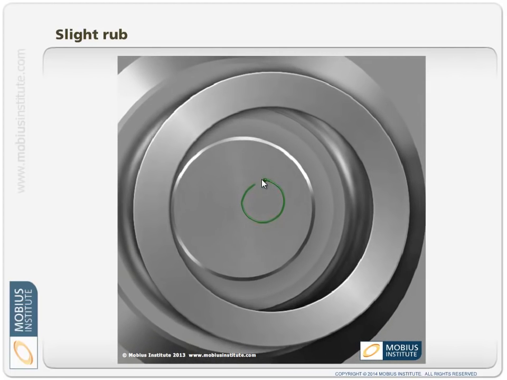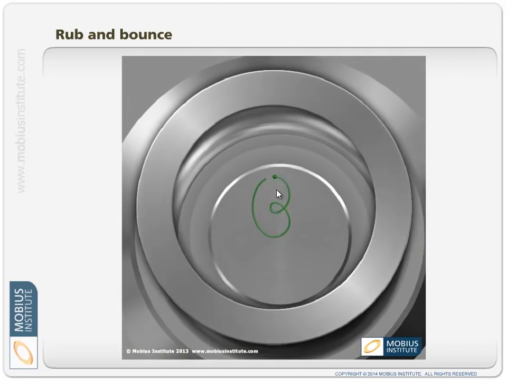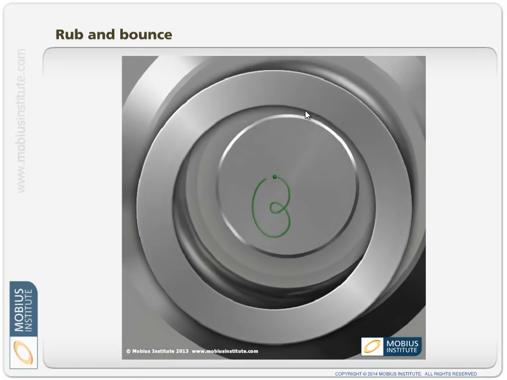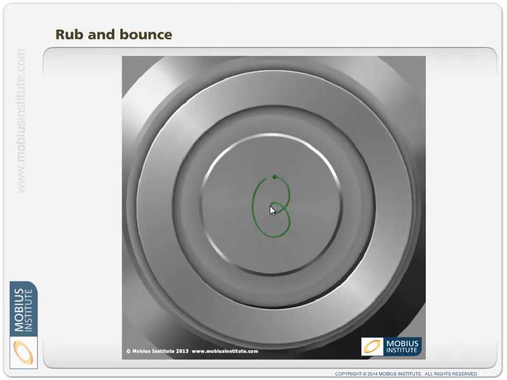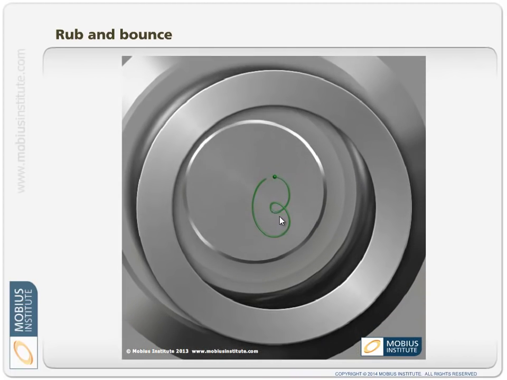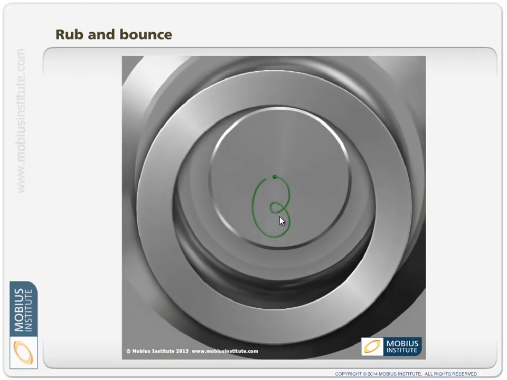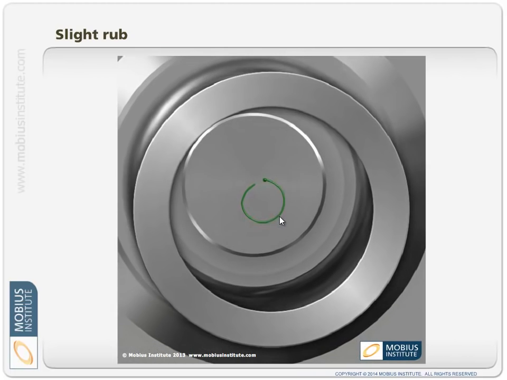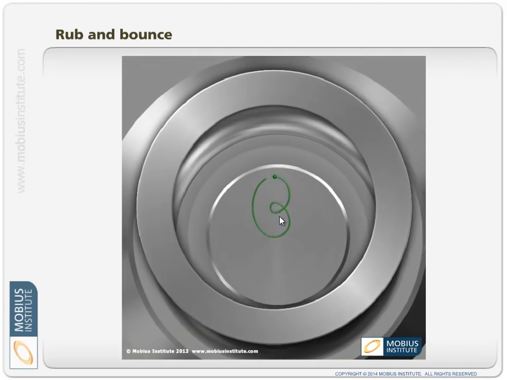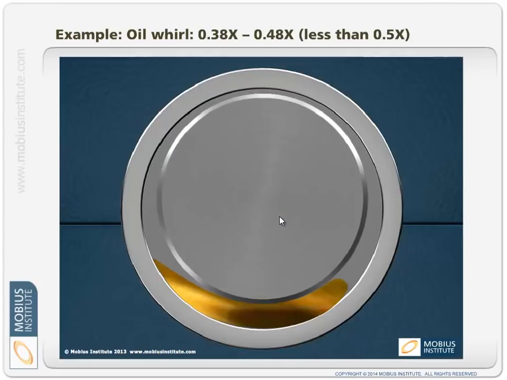And if you look at the orbit, it's flattened off. In this instance, it's actually coming up, making contact, going through a loop, going back up, making contact, and that's again something that we can see with a rub. We can see a teardrop shape with a rub, we can see the sort of flattened off case in here, and we can see this situation as well. So the orbit tells us what's going on.